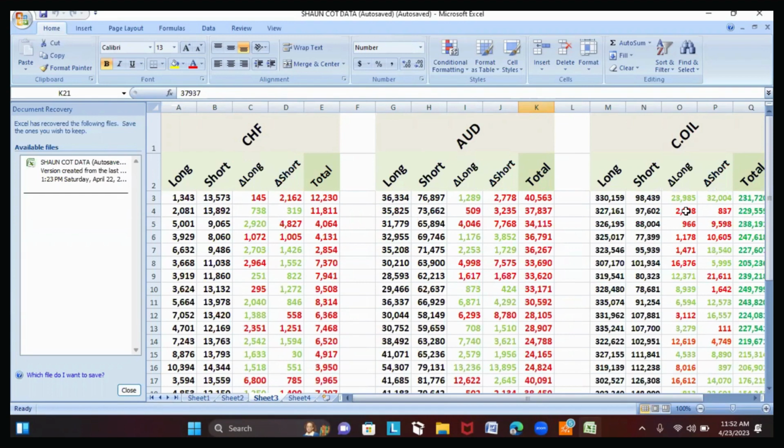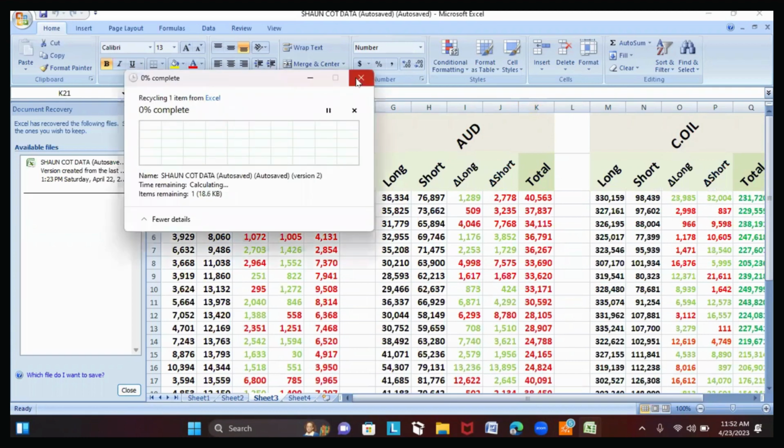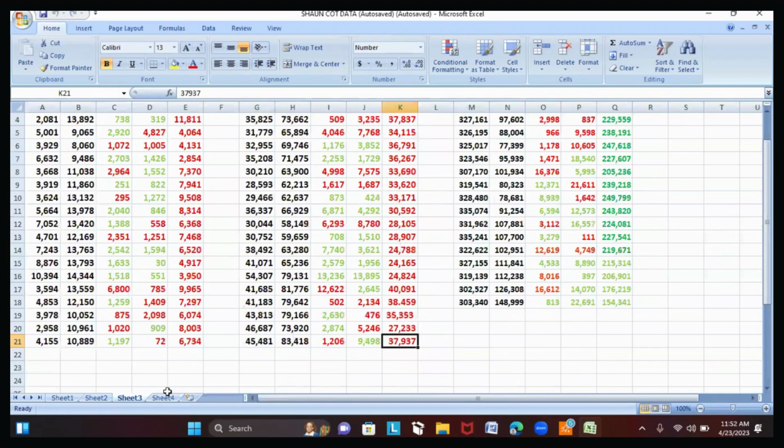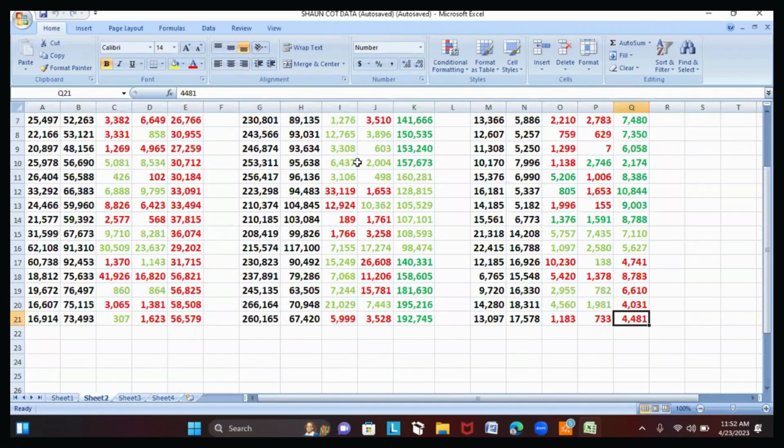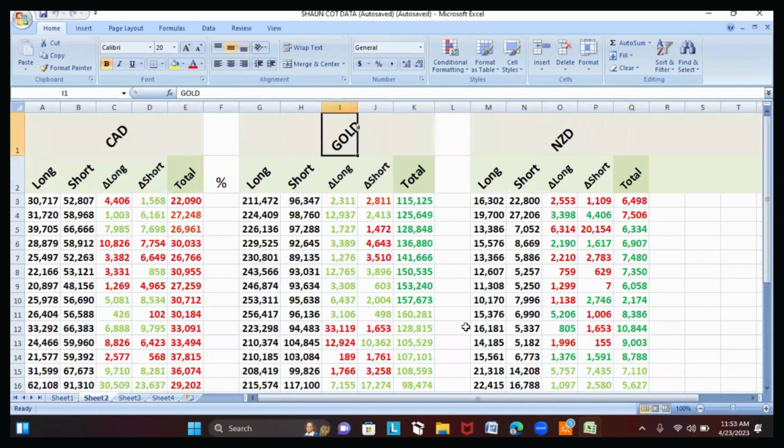I take the data from the website and then I record it down so that I can keep track of what's actually going on. Okay. So we're just going to go to gold. Gold is on the second sheet. Okay, this is gold.